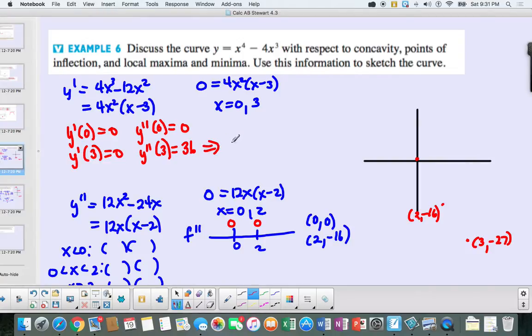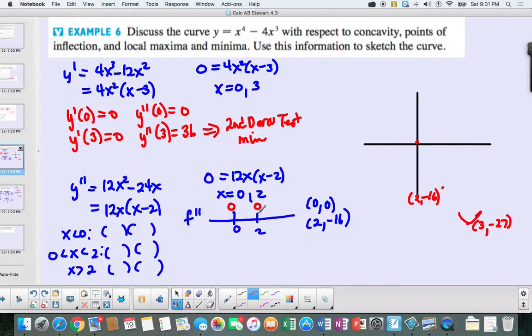which implies by the second derivative test that this is a minimum. It's concave up, and so therefore we have a minimum value. So I'm going to draw a little minimum right here on my curve, right here at 3, because I know it's at (3, -27).